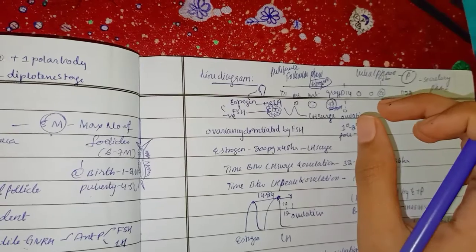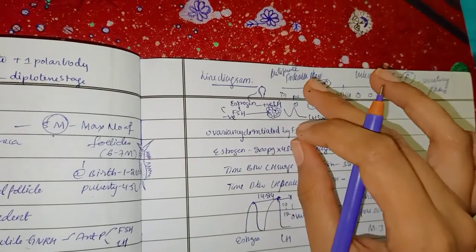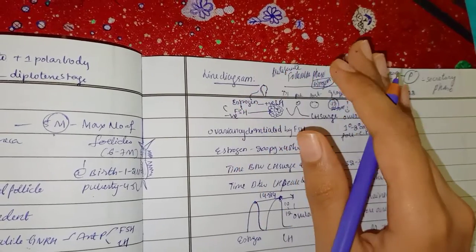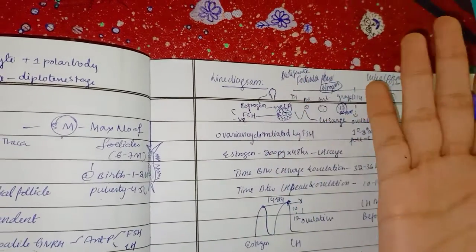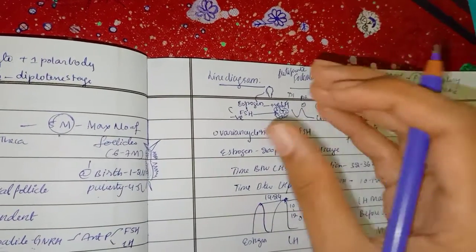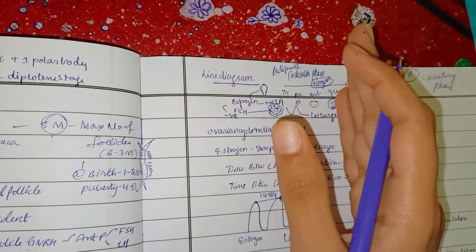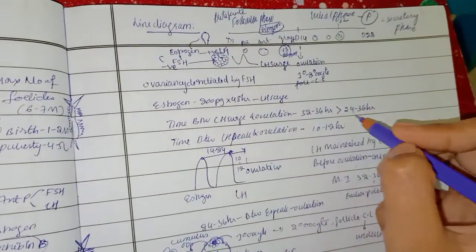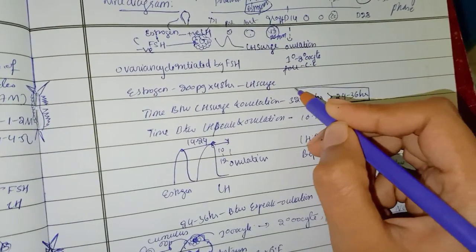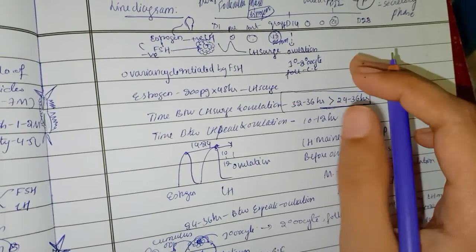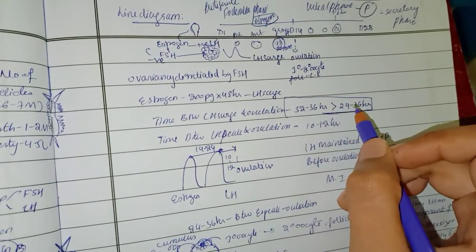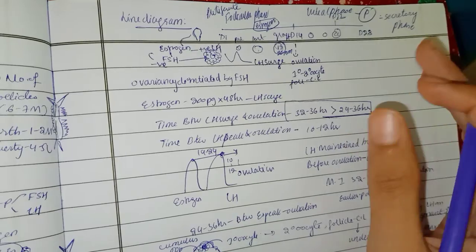And for the LH surge to occur, estrogen should be 200 picograms for 48 hours. Okay, so the LH surge is 32 to 36 hours before ovulation, and it is the same for FSH. FSH and LH surge are 32 to 36 hours before ovulation, or the other best option will be 24 to 36 hours before ovulation. Okay, the first best is 32 to 36 hours before ovulation, the second best is 24 to 36 hours before ovulation.